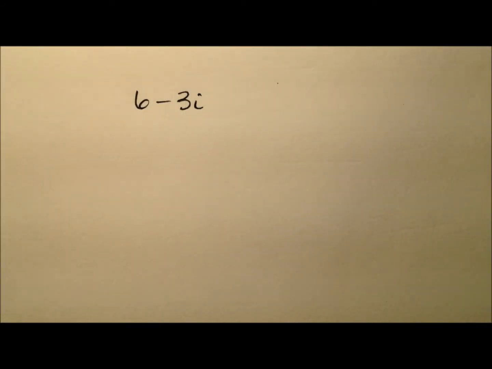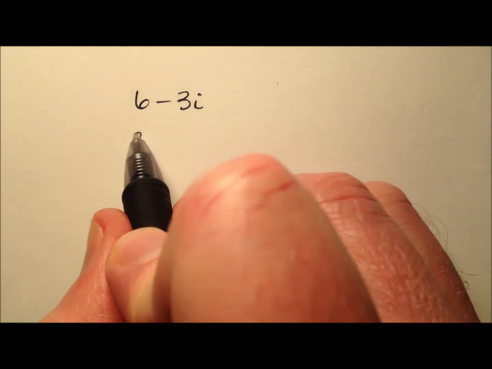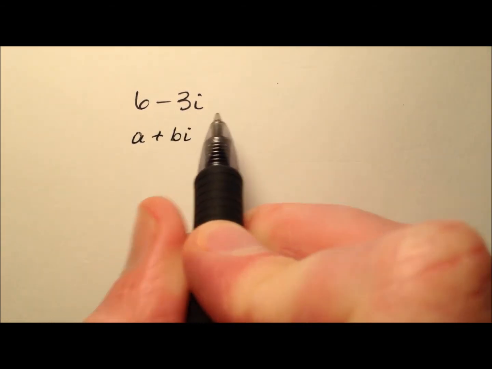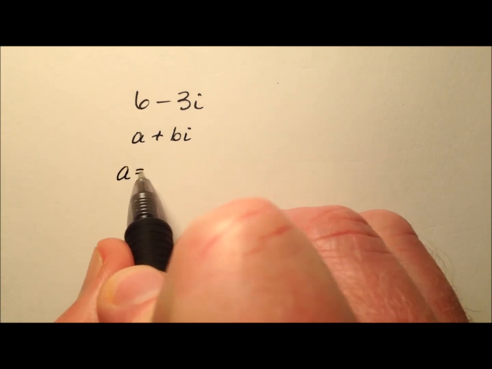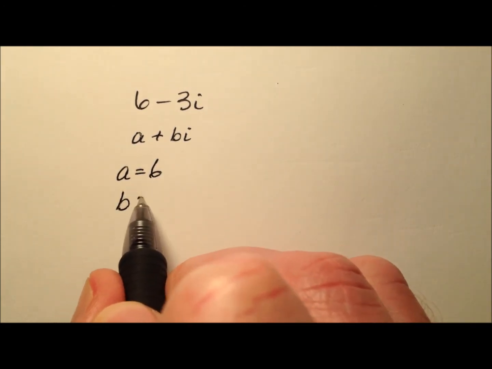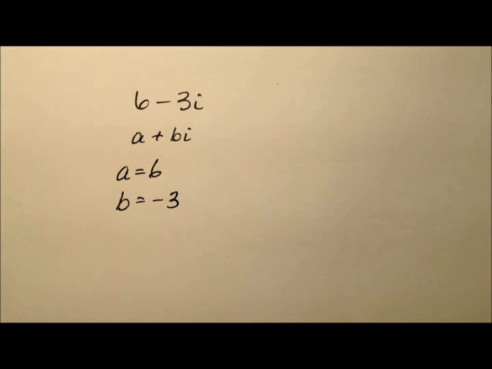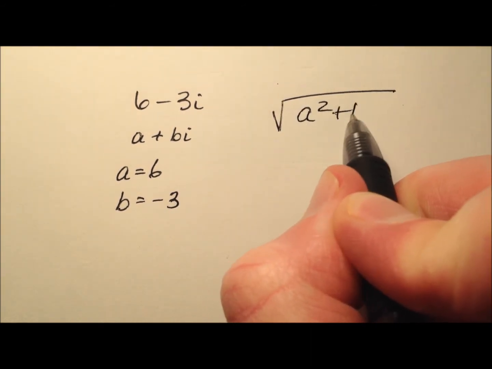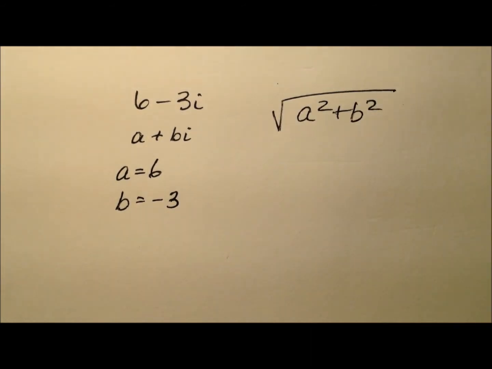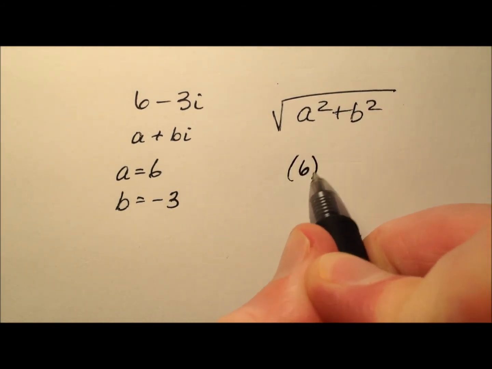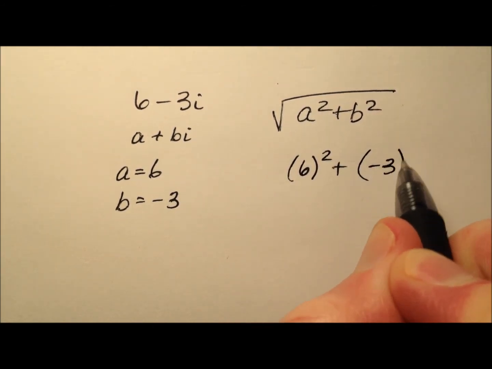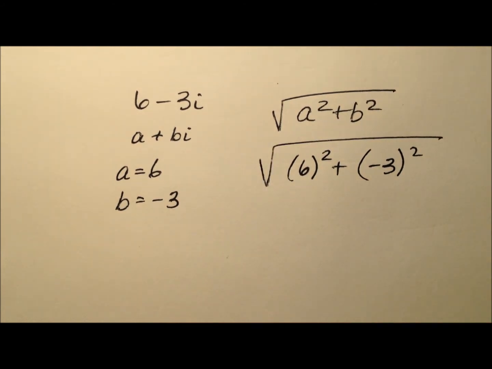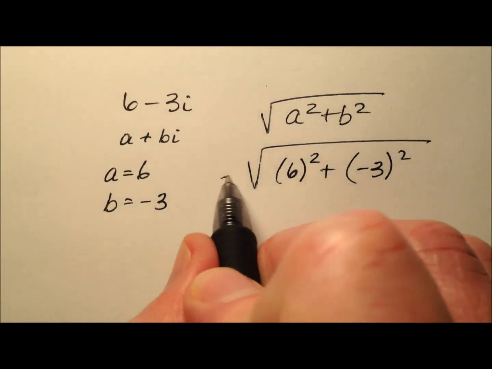So in this first example, we have the complex number 6 minus 3i. And so if you're going to write this in a plus bi form, which it is, your a value is 6 and your b value is a negative 3. So to find the absolute value, or the modulus, we're going to do the square root of a squared plus b squared. So my a value is positive 6. My b value is negative 3. I'm going to square each one and take the square root.